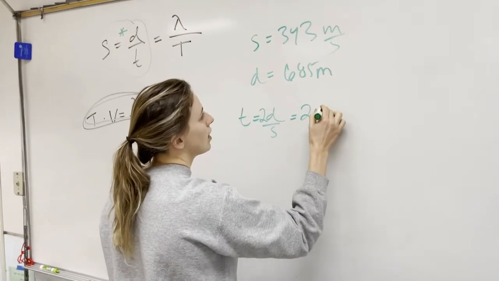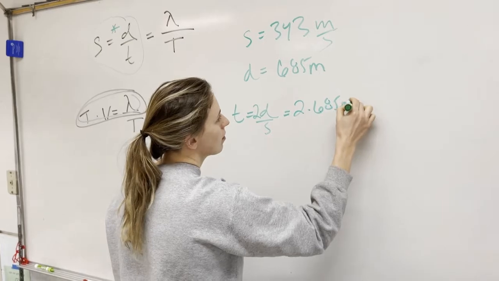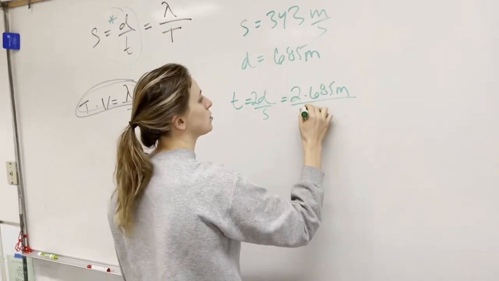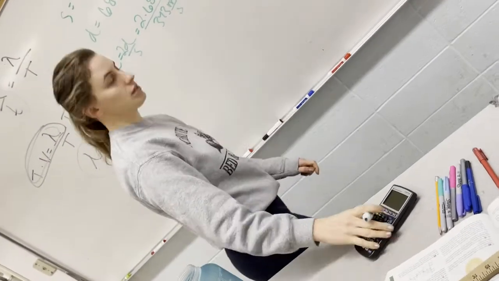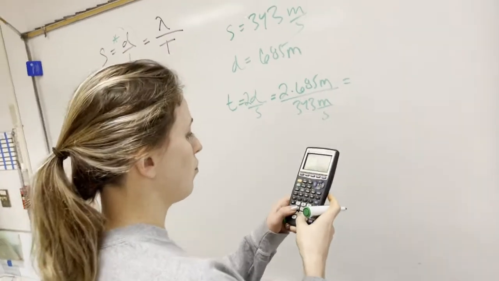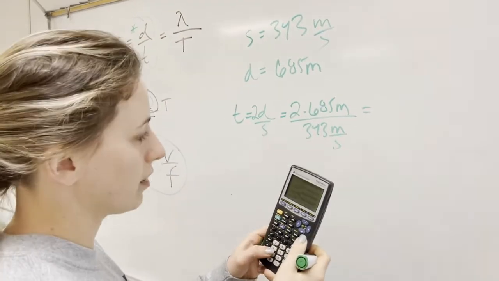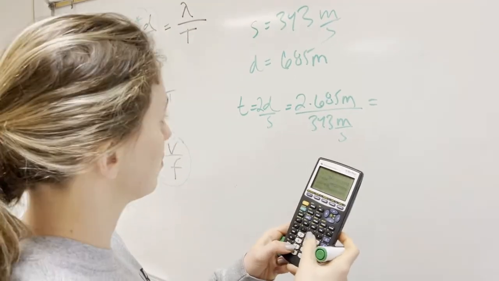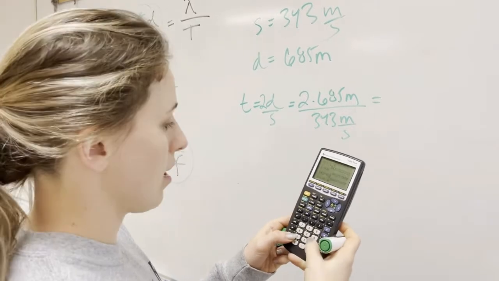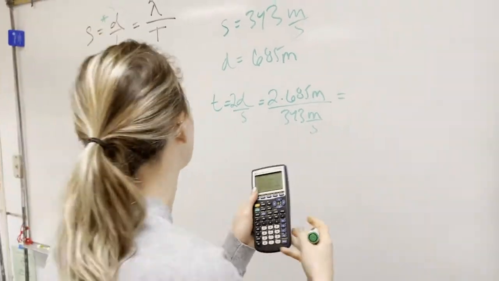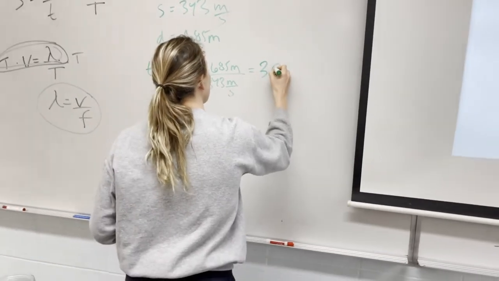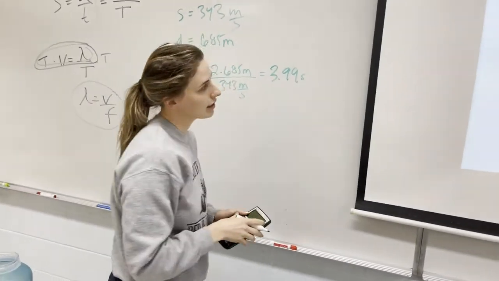So we'll do 2 times 685 divided by our speed, which is 343 meters per second. I get 3.99 seconds. That's a good echo.